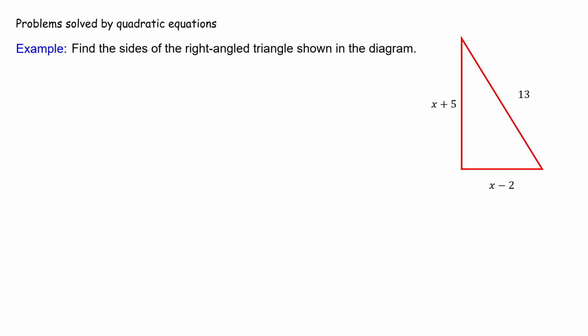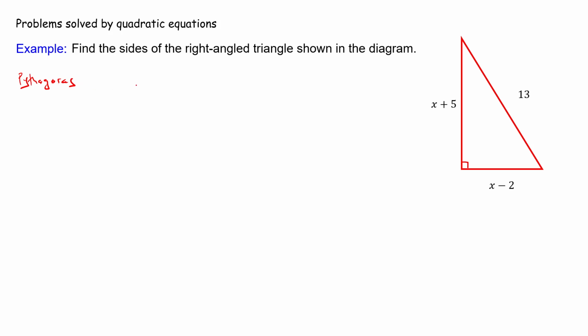Okay, so we've got our problem here, and they say find the sides of the right angle triangle shown in the diagram. So there's our right angle triangle. Let's put a right angle there. The sides are x plus 5, x minus 2, and 13. Right angle triangle. So what can I use to solve this right angle triangle? Pythagoras. What I need to do first is to form an equation in terms of x, and then I solve it. Now, because we're working on quadratic equations, I know it's going to turn out to be quadratic.